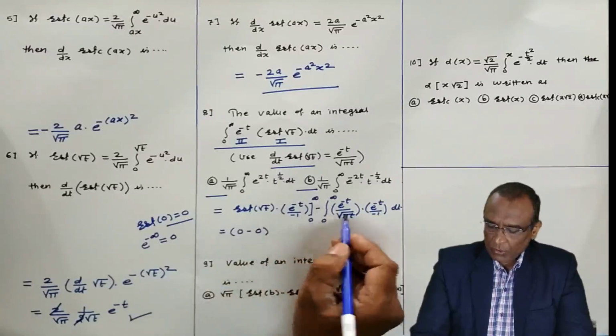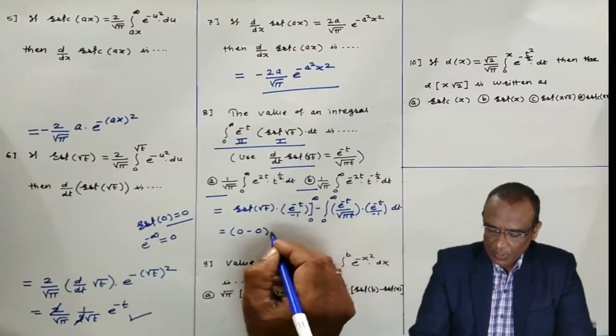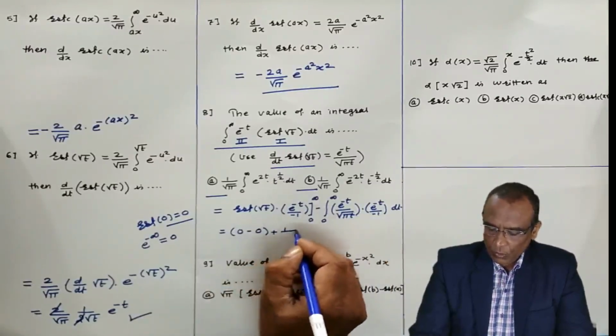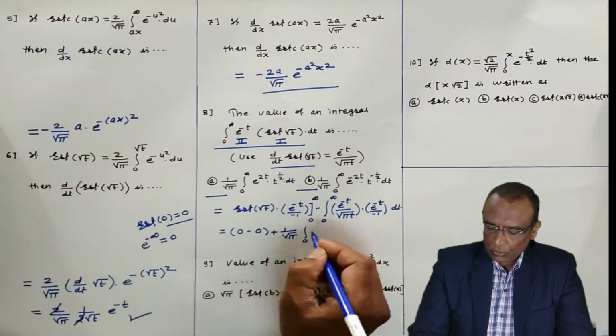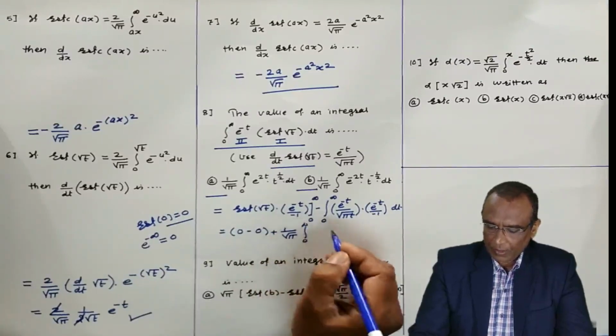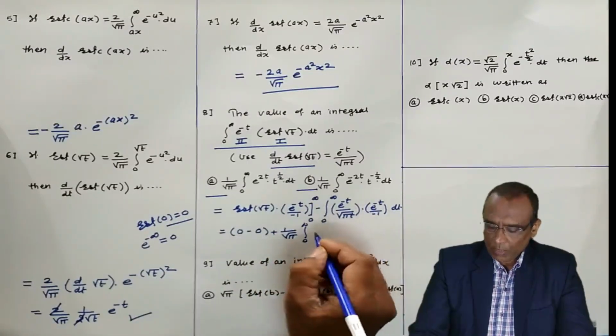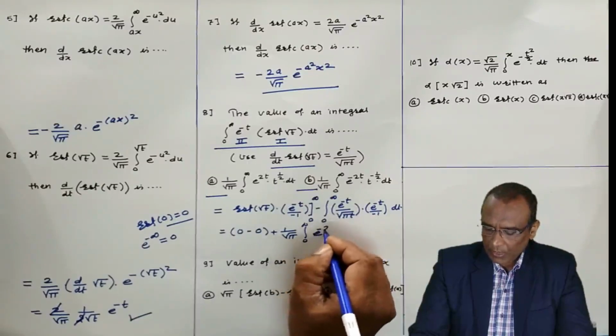Now this integral I am going to solve. This minus and this minus make plus. Root pi is outside. I have written. Then integral 0 to infinity, e to the power minus t, e to the power minus t, e to the power minus 2t I am writing.